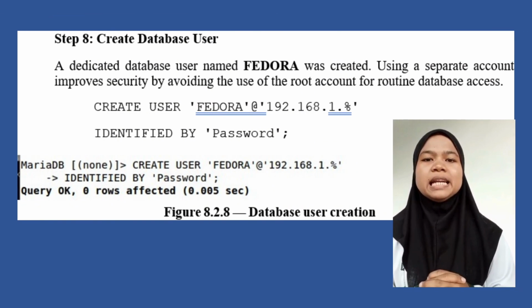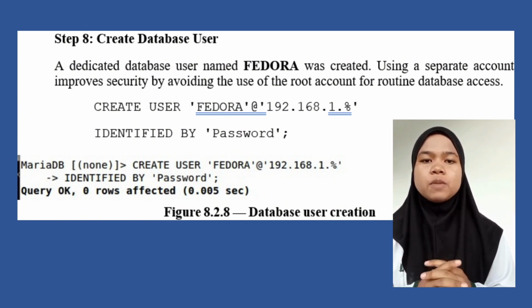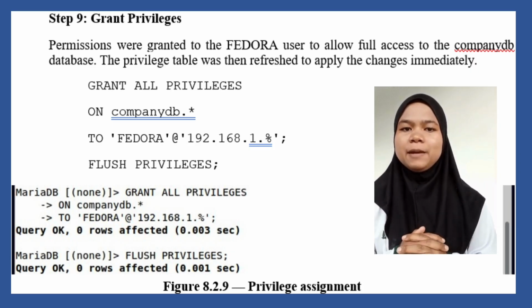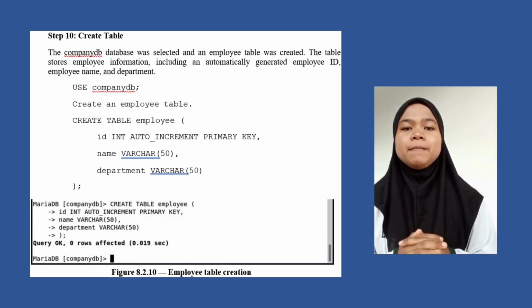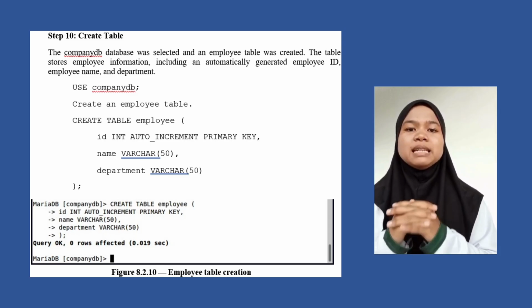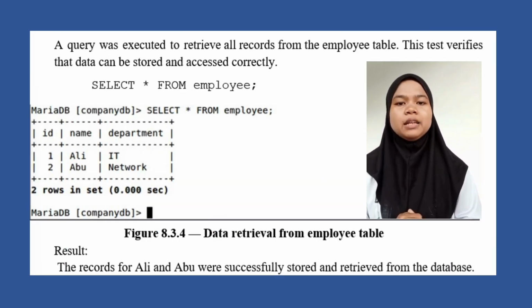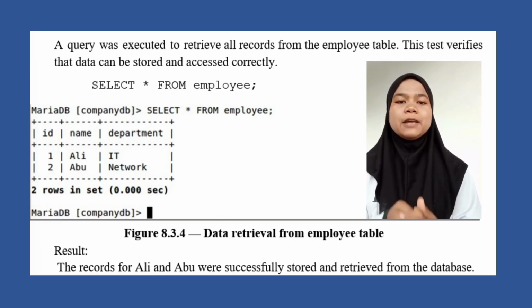I create a dedicated user, Fedora, that is limited to our internal network range only. I give this user the right to use everything inside CompanyDB and apply the changes. I select CompanyDB, create the employees table with an auto-numbered ID plus name and department, and insert two sample rows. Finally, I view the table to confirm both records were saved correctly.